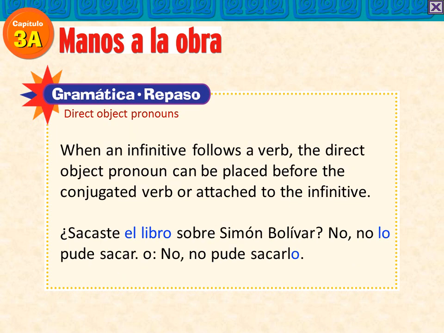Okay, kids, so when an infinitive follows a verb, the direct object pronoun can be placed before the conjugated verb or attached to the infinitive. So you'll have two choices for your placement. It's just like the reflexive pronouns that you learned before.